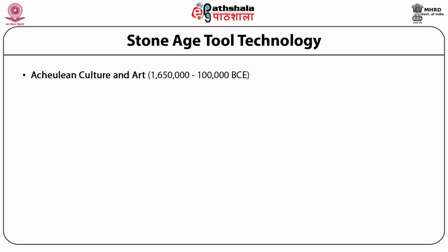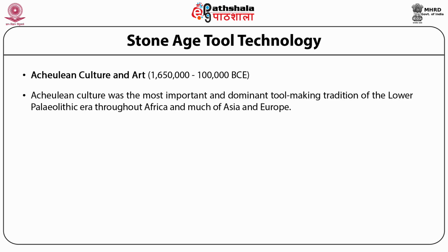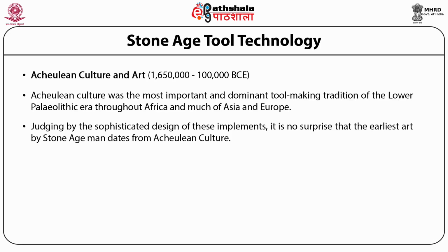Acheulean culture and art. Acheulean culture was the most important and dominant tool-making tradition of the Lower Paleolithic era throughout Africa and much of Asia and Europe. Named after the type site of Saint-Acheul in modern France, it is associated with Homo erectus, Homo habilis and Western Homo erectus. Acheulean tool users, with their signature style of oval and pear-shaped hand axes, were the first humans to expand successfully across Eurasia. Judging by the sophisticated design of these implements, it is no surprise that the earliest art by Stone Age man dated from Acheulean culture.